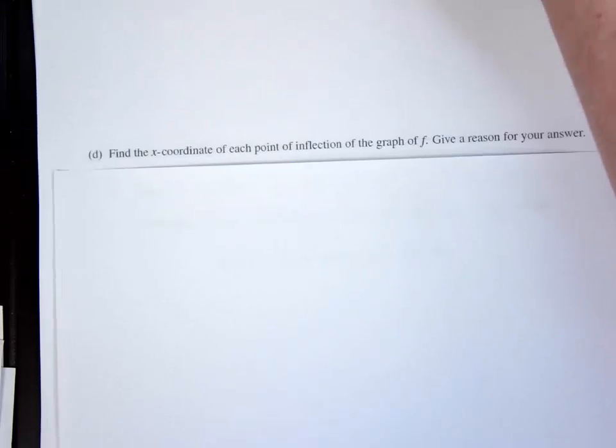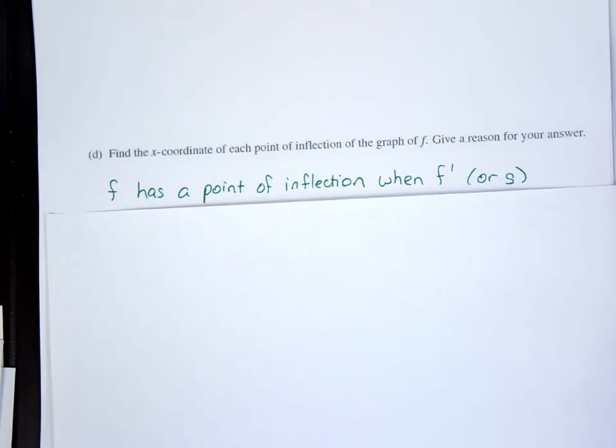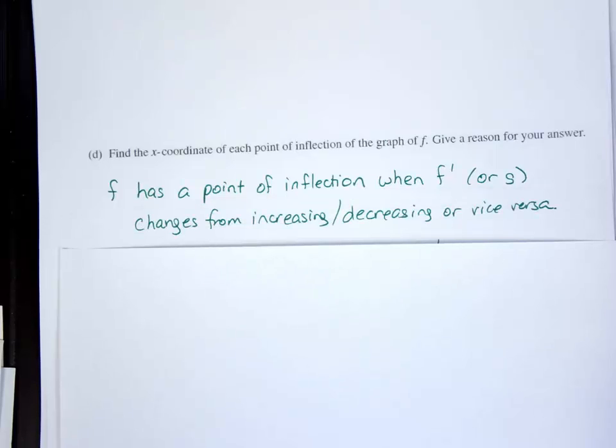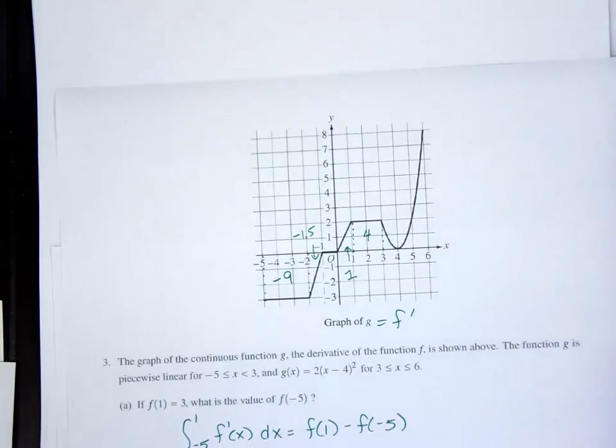And then finally, letter D, find the x-coordinate of each point of inflection on the graph of f. Give a reason for your answer. Now, once again, we have to justify f with f prime. So f has a point of inflection when f prime or g does what? It changes from increasing to decreasing or vice versa. So let's take a look at this graph one more time. Where does this graph change from increasing to decreasing?